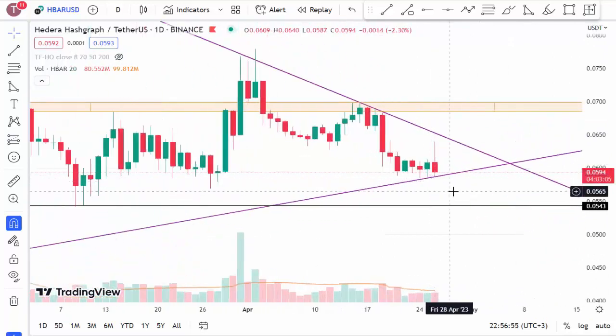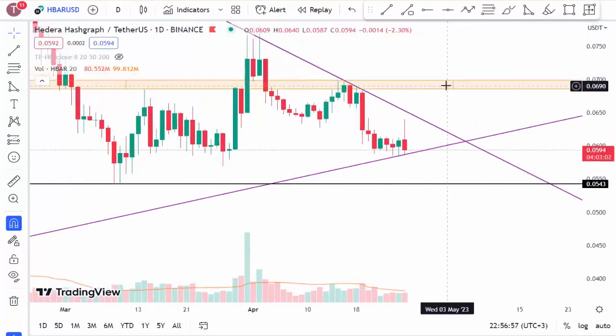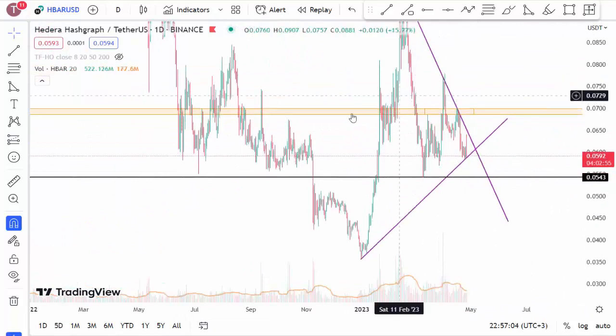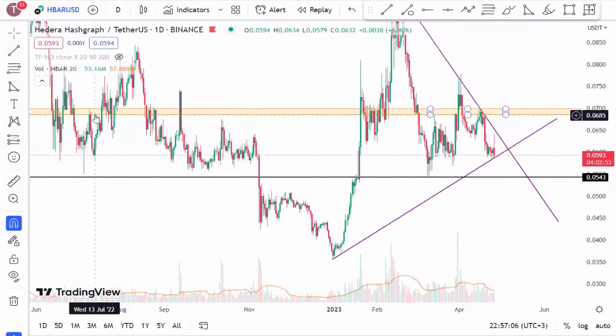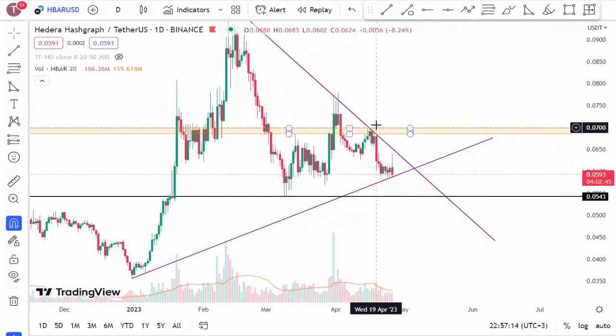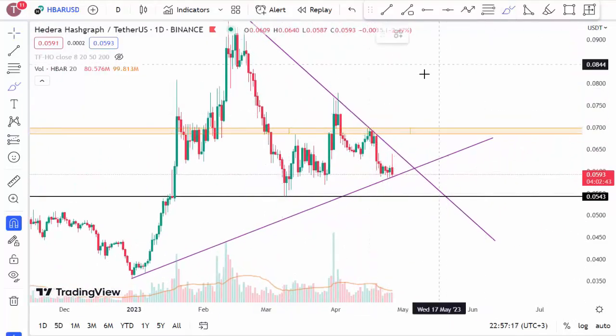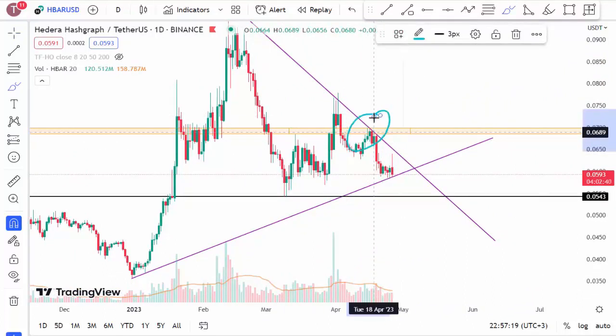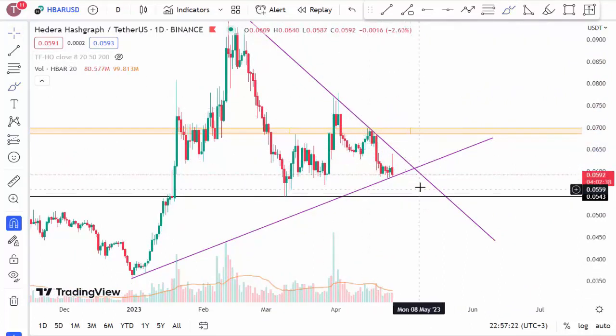At the same time, we have an orange supply zone here. If we look at this area, we can see that it has acted as both a resistance and a support in the past. As it appears, it is currently acting as support, and finally, it has acted as resistance again, but there has been no breakthrough at this point. Therefore, this area is significant for price movements.